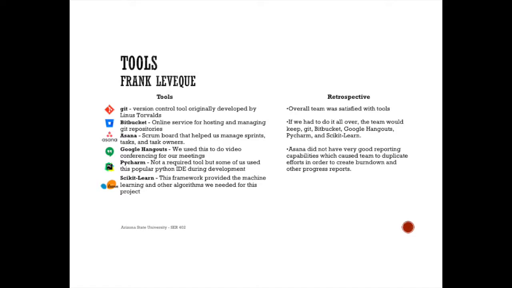Looking back, if we had it to do all over again, we would keep most of our tools. Overall, we were satisfied with the tool selection. Really, the only tool we would change would be Asana. It didn't have very good reporting capabilities, which caused us to go in, manually capture all of the tasks that were completed, and then add those to a burn down chart. And we felt like that should have been included in the tool, and we shouldn't have had to duplicate that effort. Otherwise, everything else worked well, and we would maintain the same list of tools that we had.